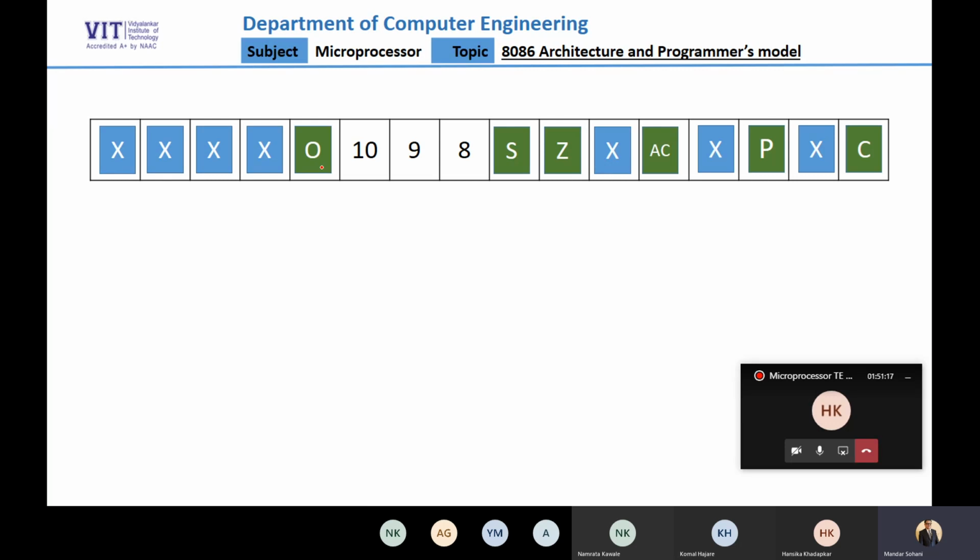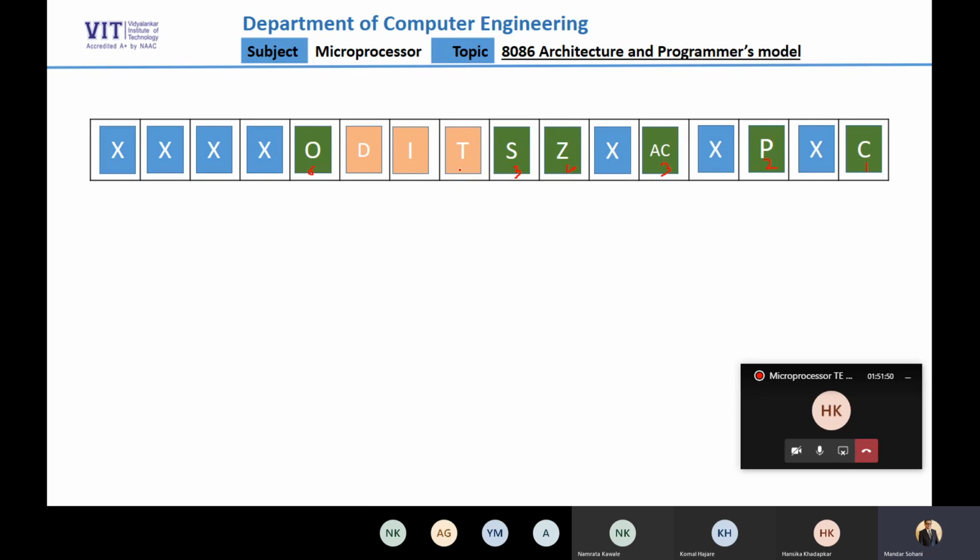Out of the 9, if you count 6 bits, this is the first, this is the second bit, this is third, this is fourth, this is fifth, and this is sixth. So these 6 bits out of 9 are used as status flags. They are used for indicating status. What status flags are, we will see. And the remaining 3 bits, that is these 3, D, I and T, are used as control flags.